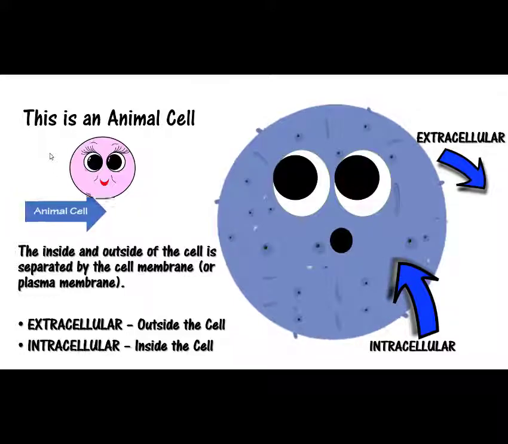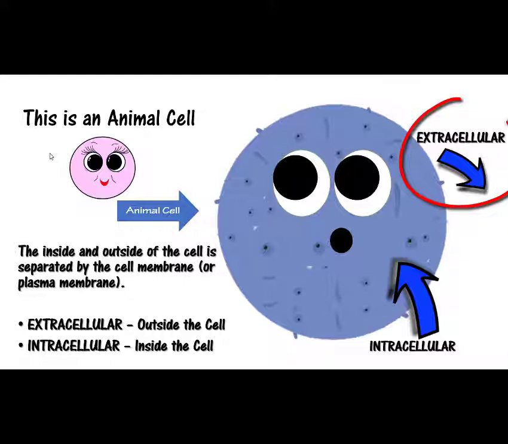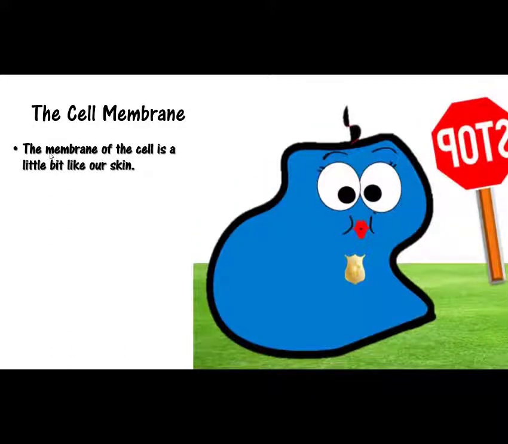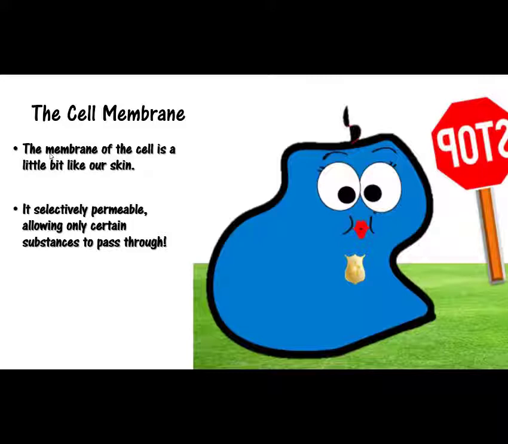Contents that are outside of the cell are considered extracellular. Contents inside the cell are considered intracellular. The cell membrane is selectively permeable, allowing for only certain substances to pass through. In this way, it regulates what goes in and what comes out of the cell.